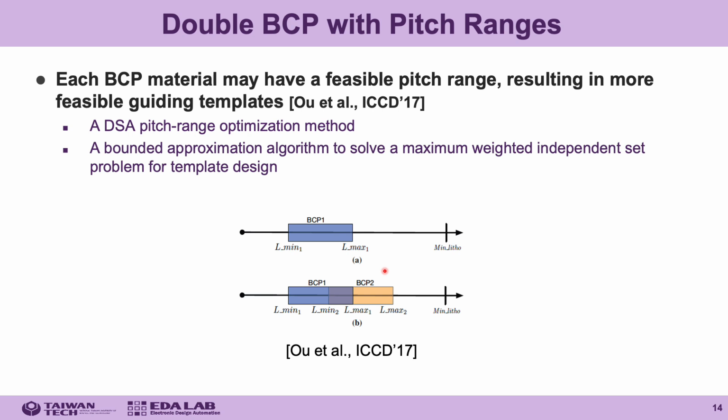In this work, a DSA pitch range optimization method is first proposed with a multiple variable regression model to minimize DSA decomposition conflicts. After that, the double BCP decomposition problem is formulated as a maximum weighted independent set problem, and then efficiently solved by using a bounded approximation algorithm.